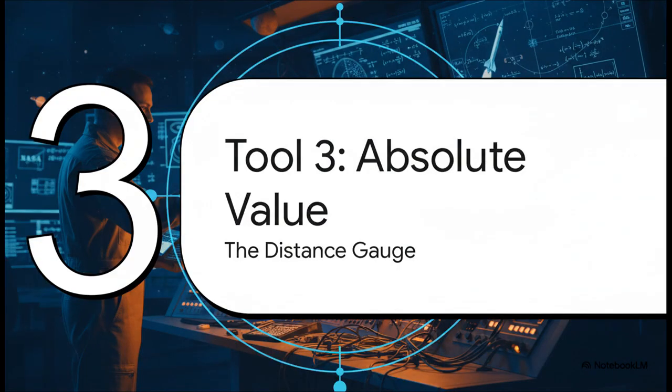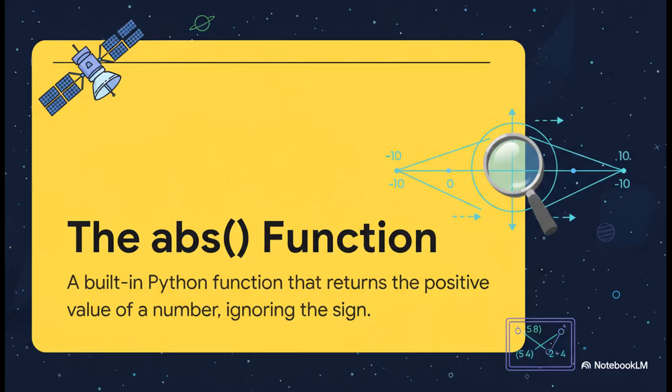Our third and final tool for the day isn't an operator with a weird symbol. It's actually a function. It's called absolute value, and it's our official distance gauge. It's perfect for when you need to measure how far apart things are, but you don't really care about the direction. The abs function is just beautifully simple.